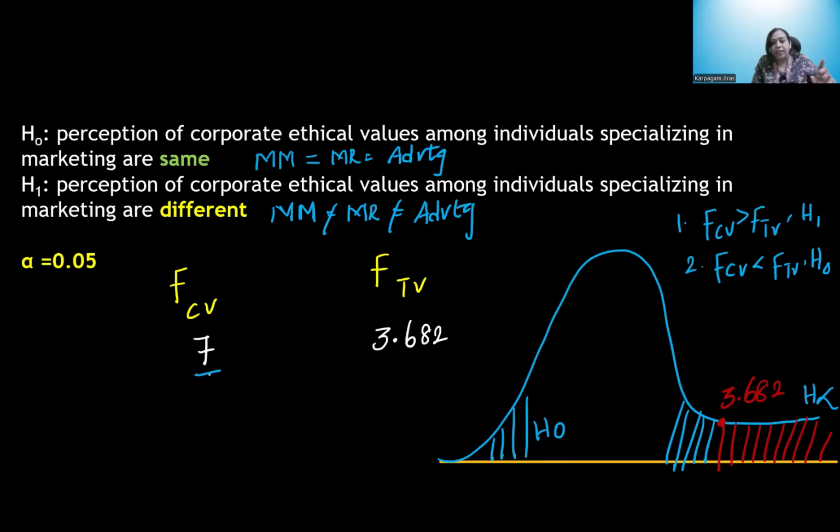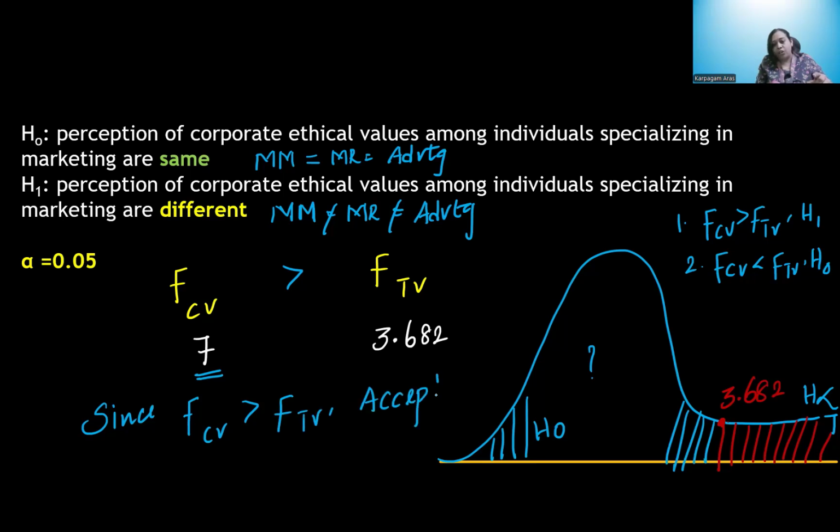Now see what is our calculated value? 7. Is it going to fall within this range? No, because 3.682 is somewhere towards the end of the tail. So what are we accepting? We are accepting H1, since our F calculated value is greater than F table value. Accept H alpha or H1. What does it signify? There exists a significant difference in the perception. Had the value been lesser than 3.682, we would have accepted H0.